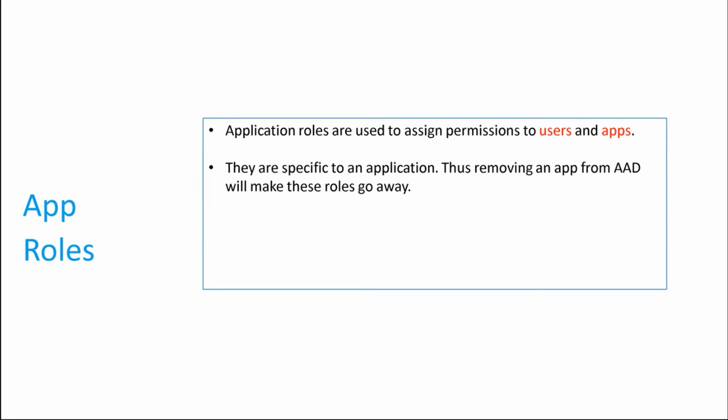If you have authorization needs that are scoped to an application, app roles are the best thing to go with because they will go away the moment an application is deleted from the AAD registration. The app roles, once declared, assigned, and granted, will be provided to the developers in the roles claim of the ID and access tokens.